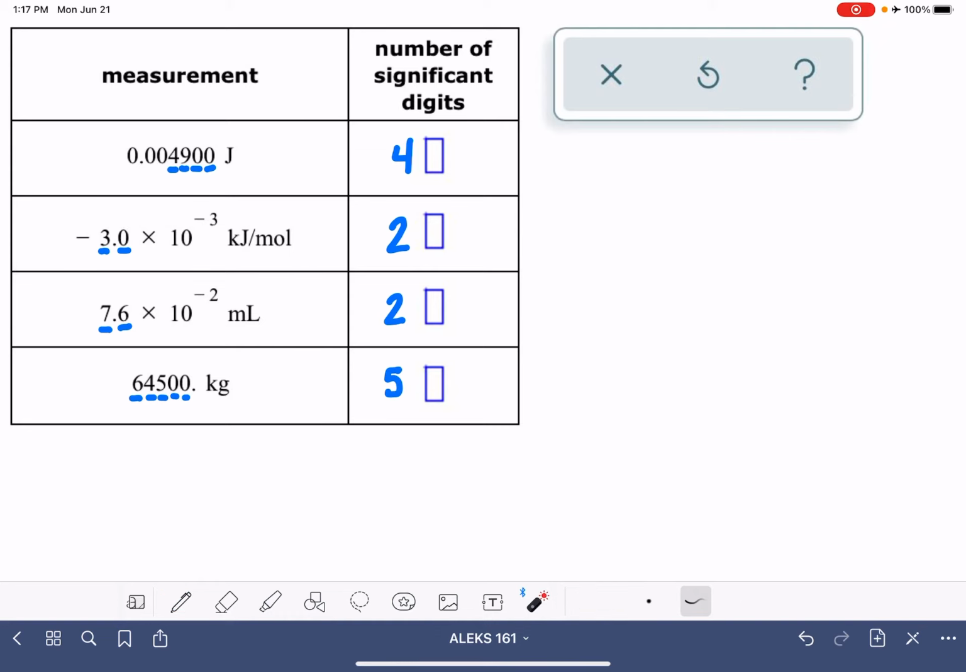Now I do want to say there are 2 different sets of rules for counting or identifying significant digits. The set of rules that I just used is what applies whenever the number has a visible decimal point, which all of these do, and all of these ALEKS problems will. If you have a number that does not have a visible decimal point, for example, if we just had 64,500 kilograms and that decimal point was not being shown, then we would use a different set of rules for counting significant digits. But again, that's not going to apply to any of these ALEKS problems, so we won't need to worry about it.